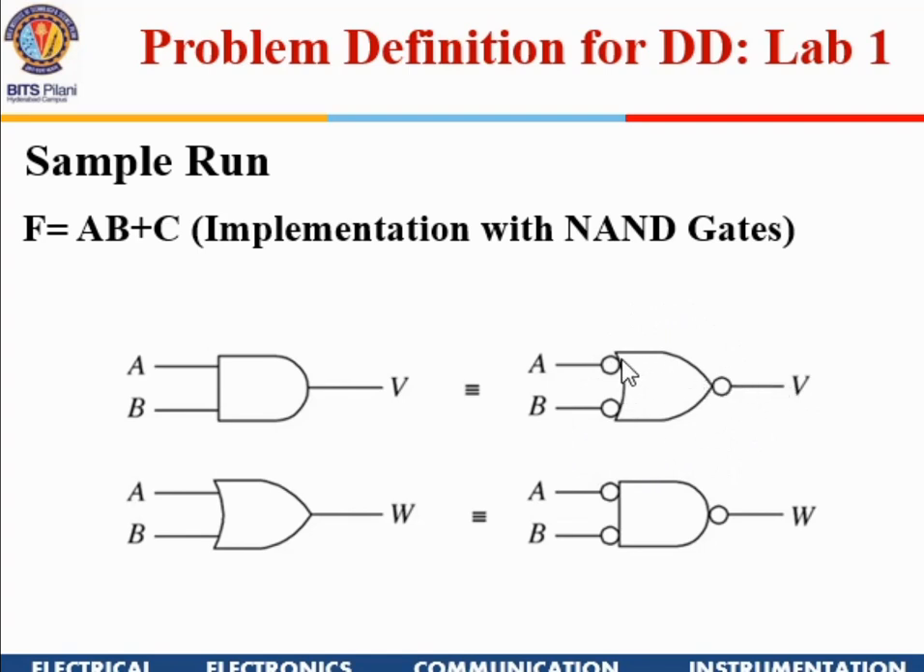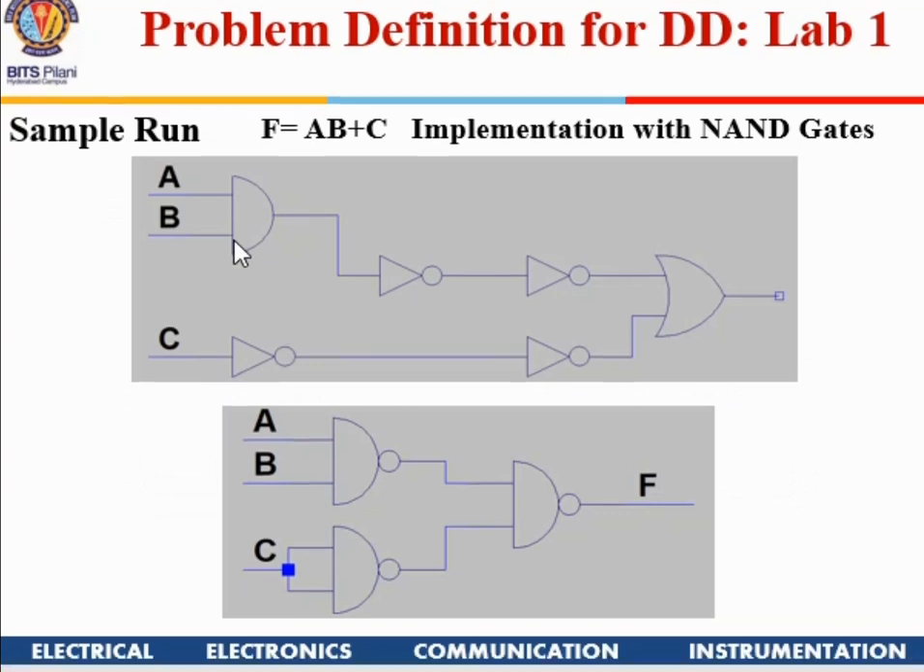So if you have an OR gate, and you are just inverting the inputs and not inverting the output, that will become NAND. But if you are inverting the input and output, then it will become AND. Okay, so this is how. So for our function, initially we had one AND gate and an OR gate. Now I have to implement it with only NAND gates.